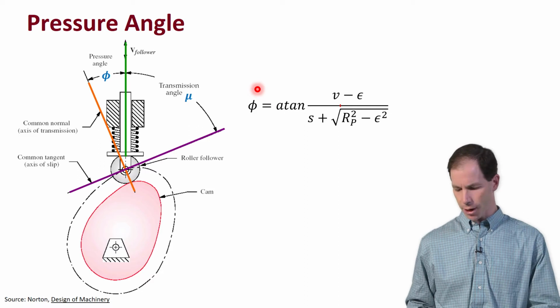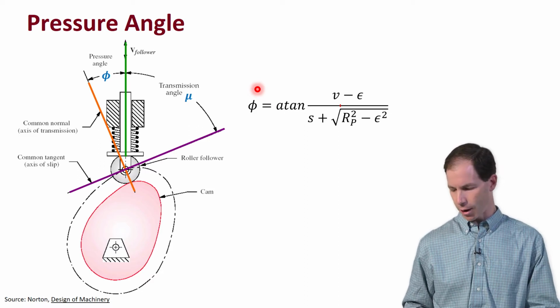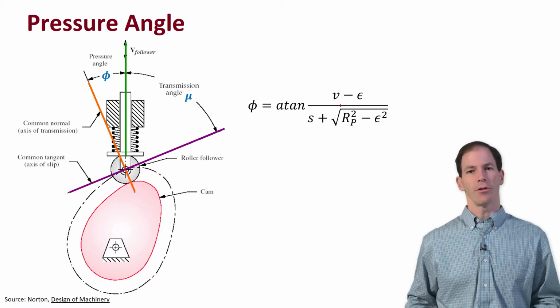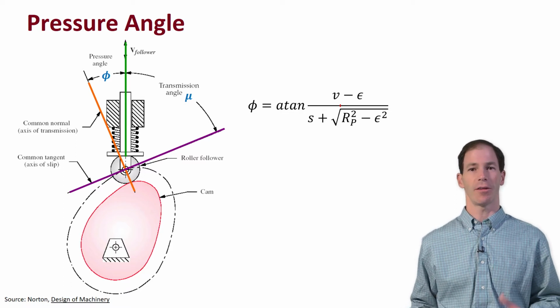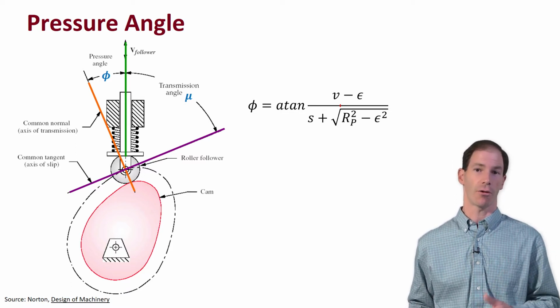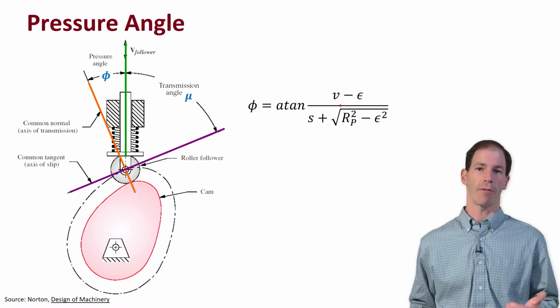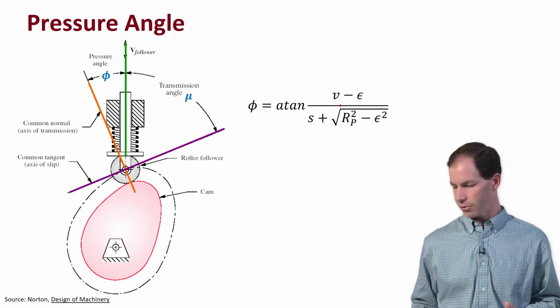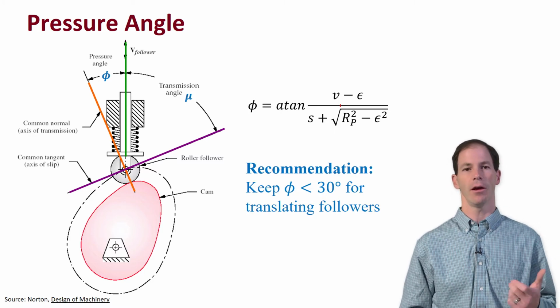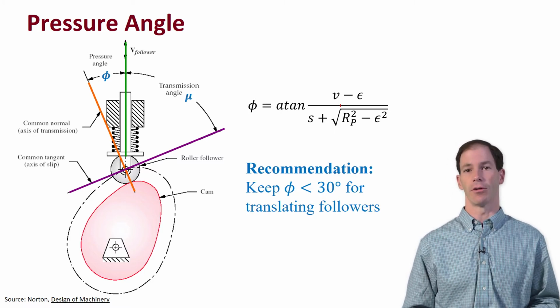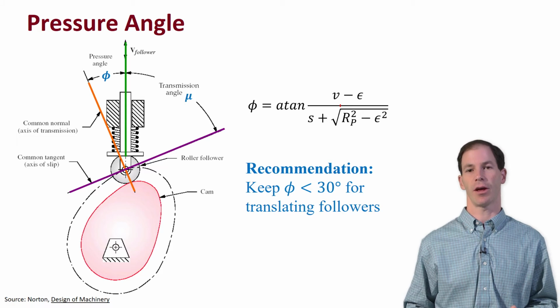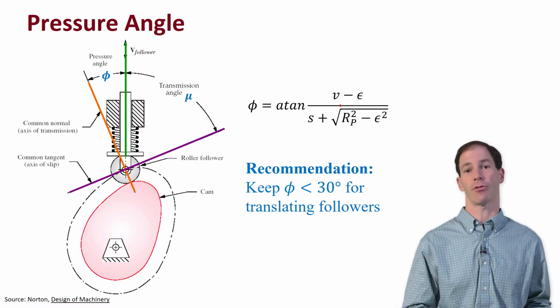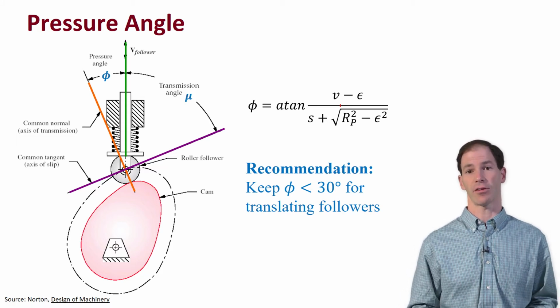Now, what do we recommend as far as a radius for this? Well, just like we did with cam design, where we said this depends on whether or not we have a pin joint or a slider joint. Now, very often we have a translating follower, which is the equivalent of a slider joint. And for those slider joints, we recommend keeping the pressure angle under 30 degrees. And again, this is the complement of the transmission angle, so it's similar to saying I want to keep my transmission angle greater than 60 degrees.